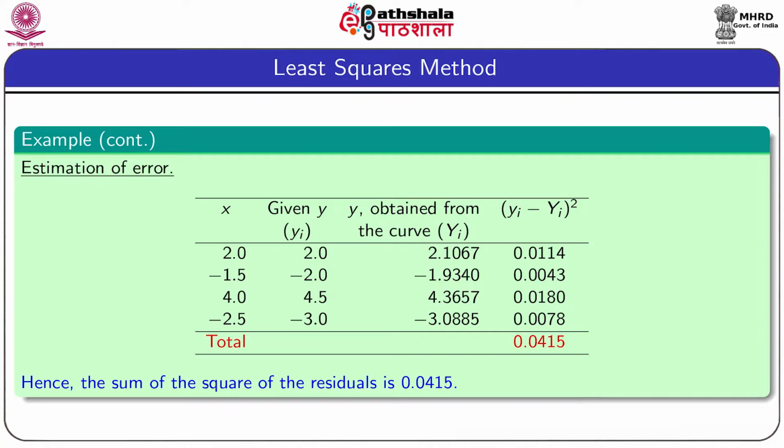Now, we calculate the errors. The first column represents the values of x, the second column represents the value of y, the third column is the predicted value capital Yi. These values are obtained from the fitted curve, and the last column is the square of residuals. And the total sum of square of residual is 0.0415. Hence, the sum of the square of the residual is 0.0415 and this value is close to 0. So, we can say that the straight line is the best fitted curve for the given sample points.